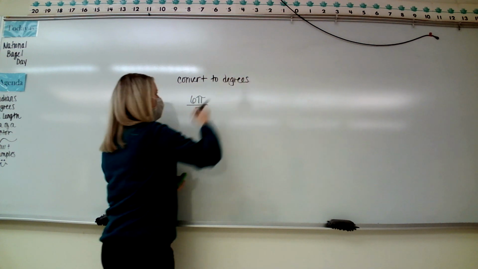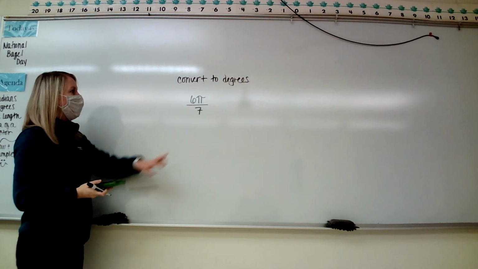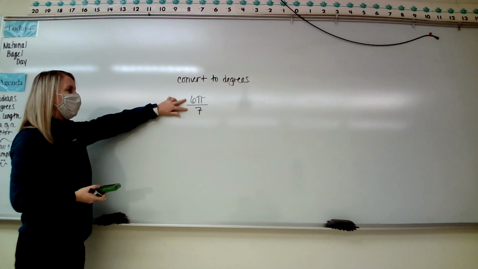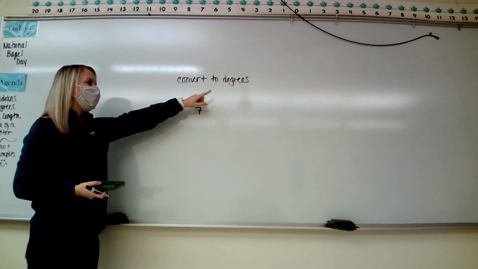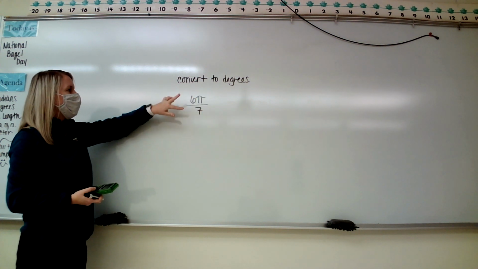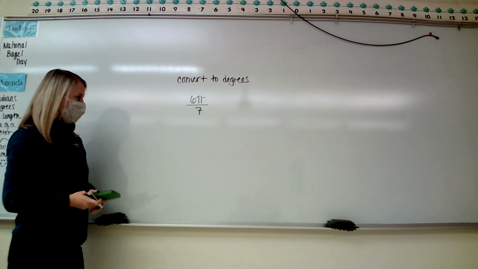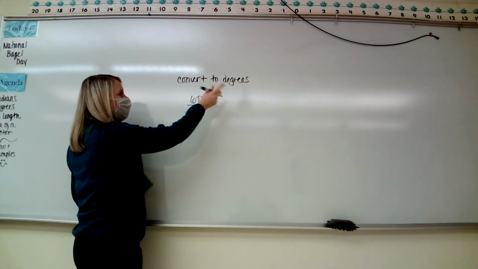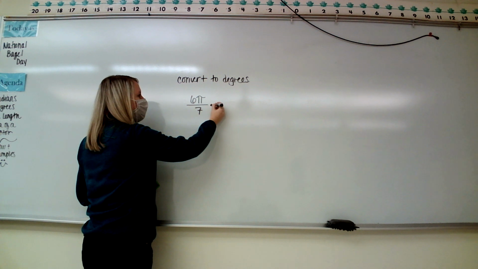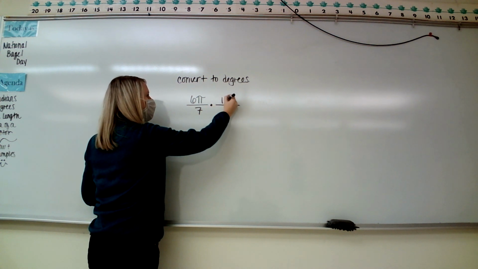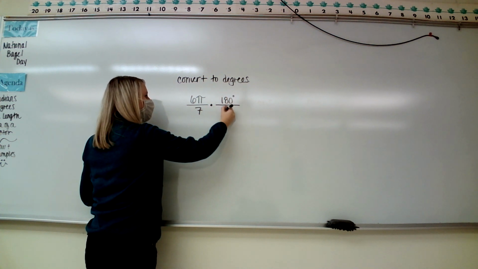I'm going to be a little more specific there, Mr. Sherman. Once again, we know this is not a degree because there's no degree symbol. That's why the degree symbol is very important when you have them. But no degree symbol means it's a radian. To convert a radian to degrees, I'm going to multiply by 180 over pi.